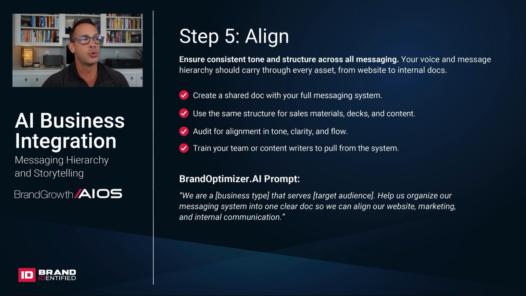Step number 5 is to align. You want to ensure consistent tone and structure across all of your messaging. Your voice and message hierarchy should carry through every asset from your website to your internal documents. So create a shared doc with your full messaging system. Use the same structure for sales materials, decks, and content. Audit for alignment in tone, clarity, and flow, and train your team or your content writers to pull from this system. And there we have another BrandOptimizer.AI prompt for you to use in step number 5.